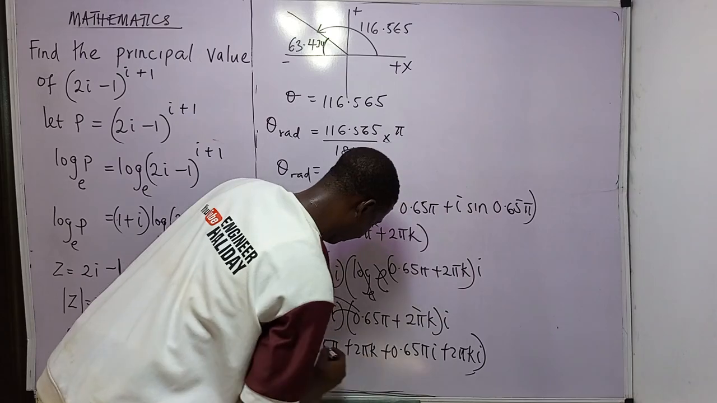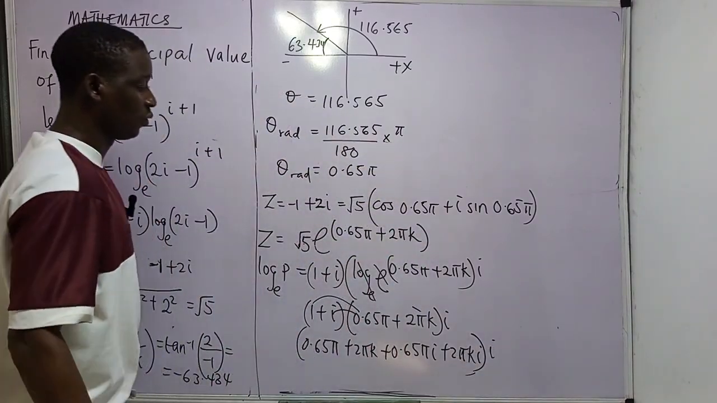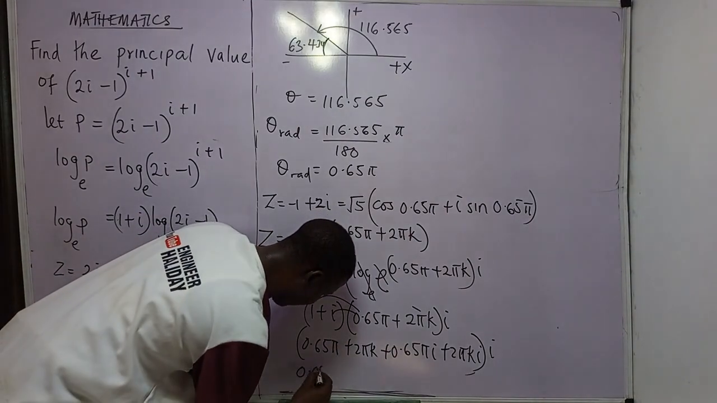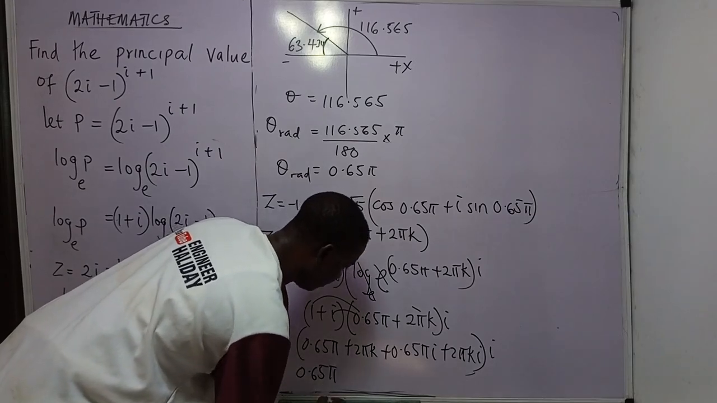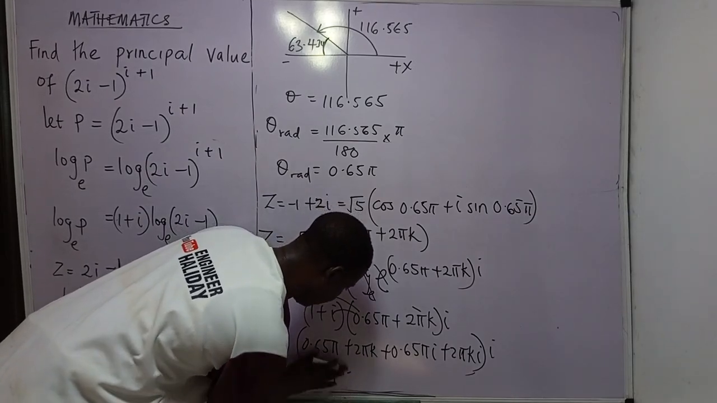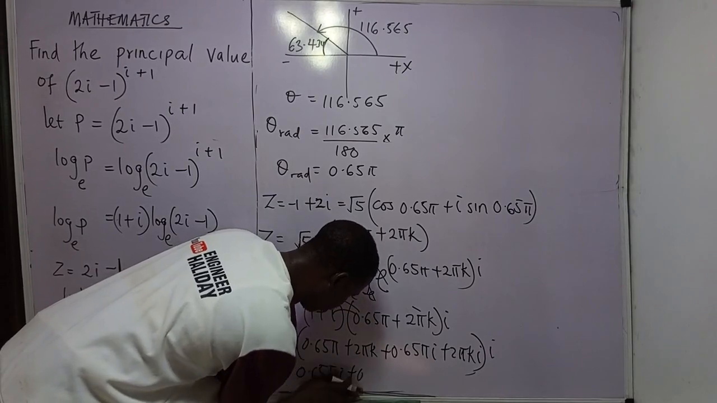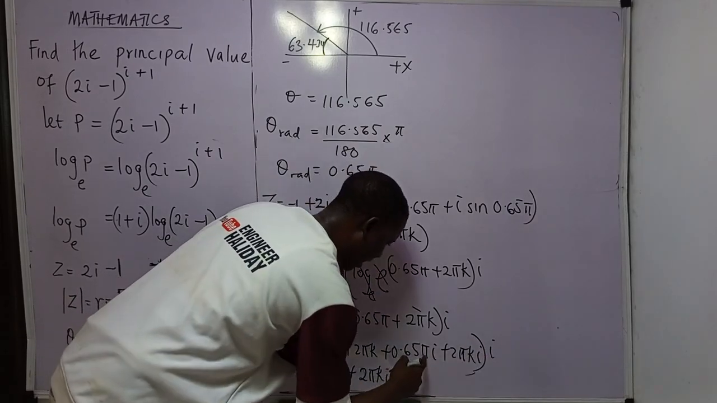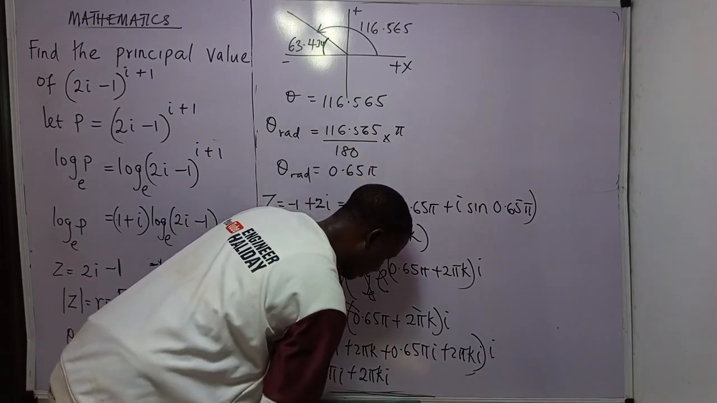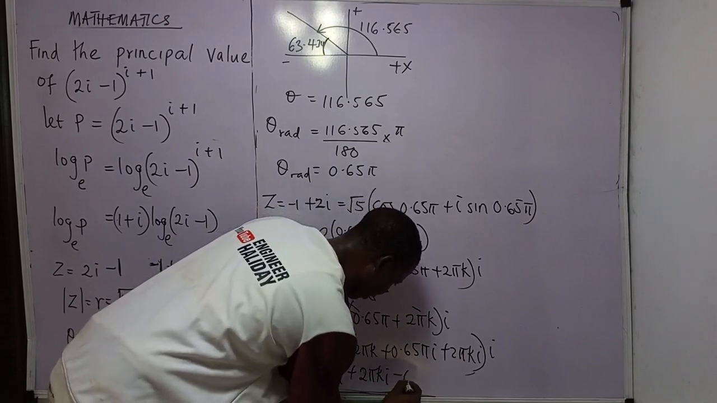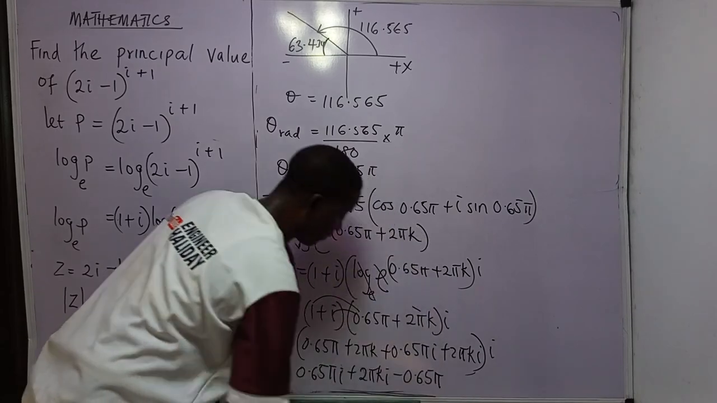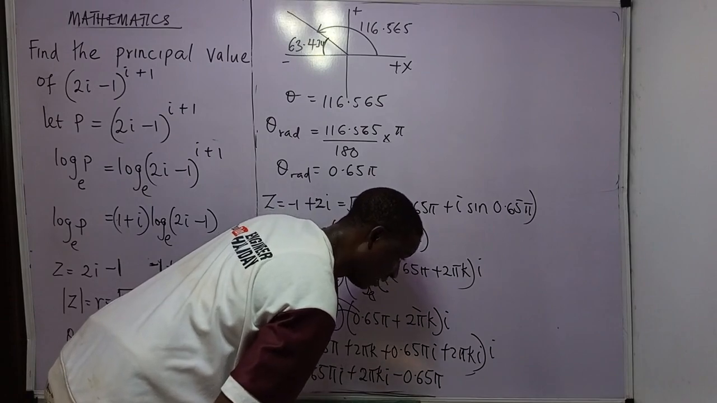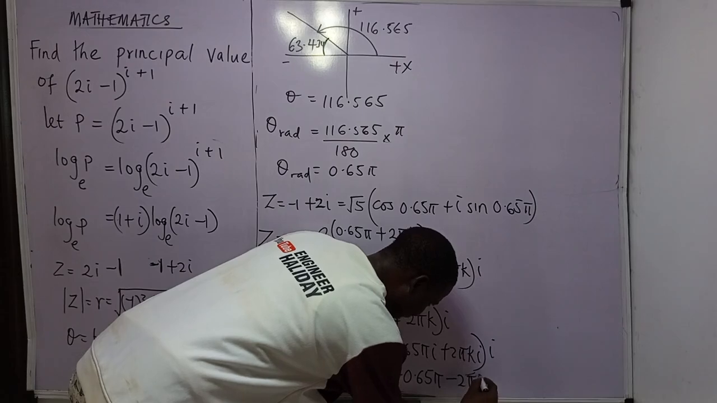Now, all bracket what? High. So what do we have now? We are going to have it there. I can open the bracket. I would have 0.65 pi, then plus, that is i, plus 2 pi k i. Then i times i will now give us i squared. i squared is minus 1, which is minus 0.65 pi. Then i times i is what? i squared. Then minus 2 pi k.